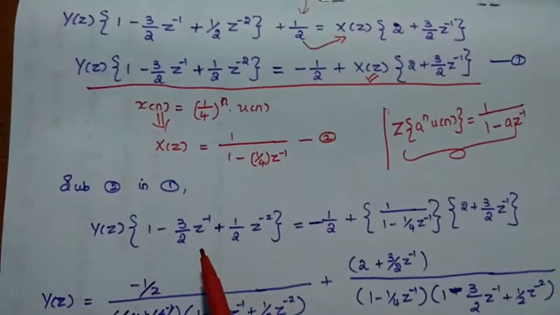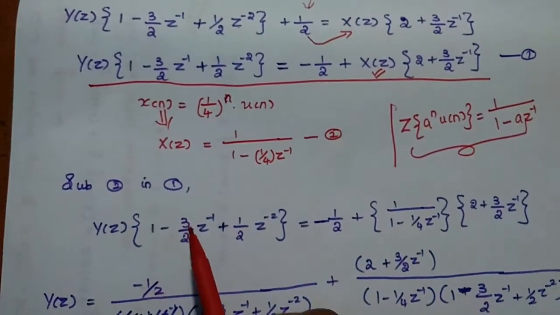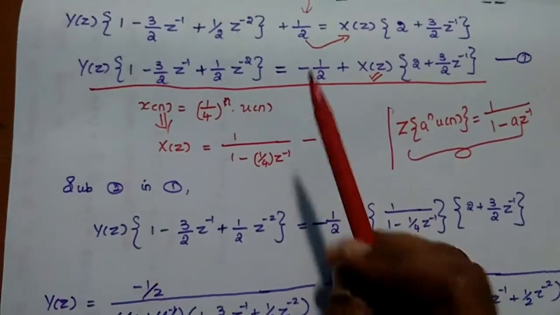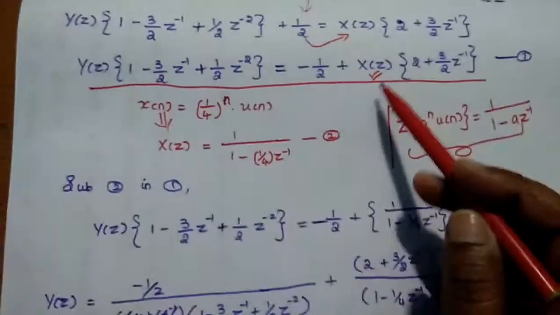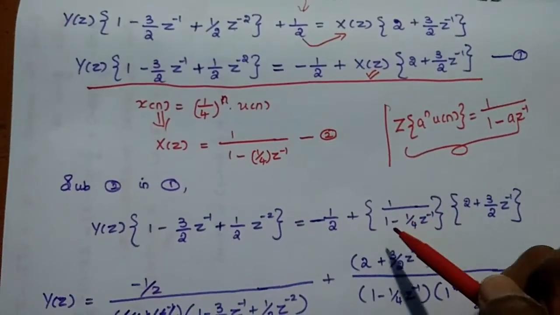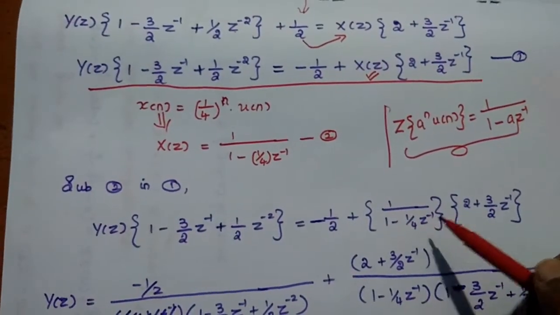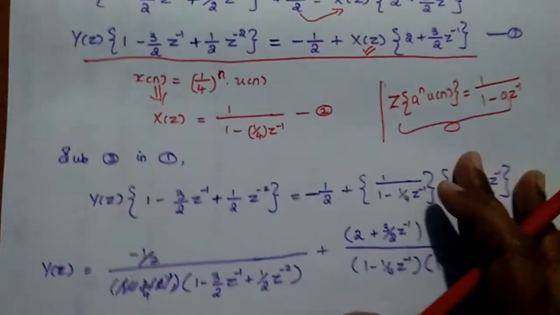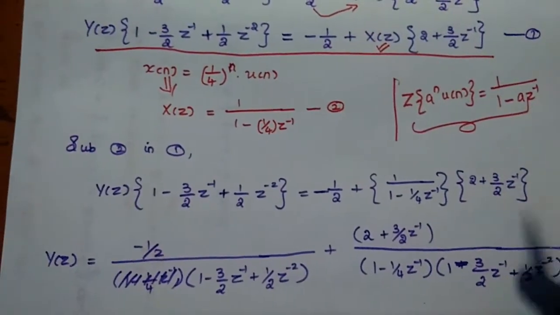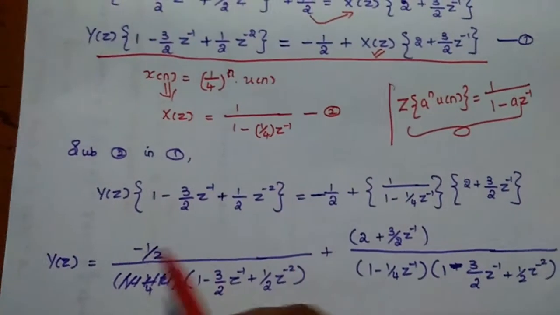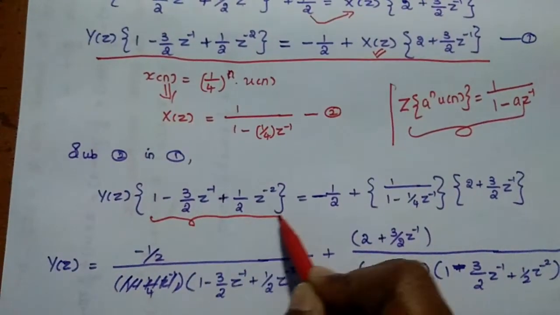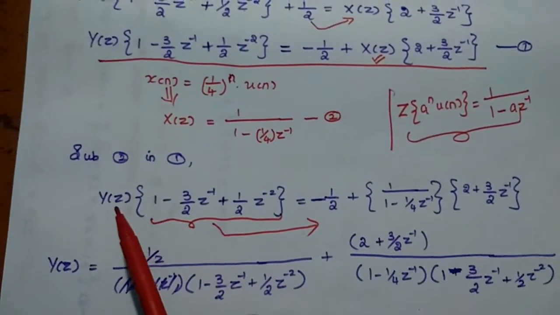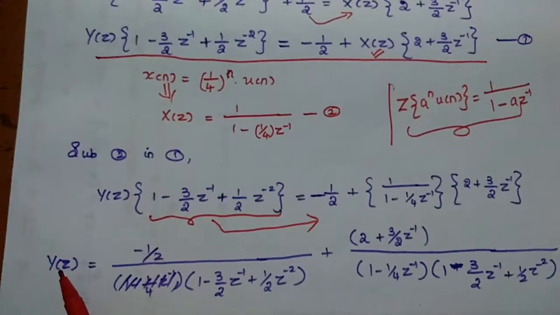So this first equation becomes y of z into 1 minus 3 by 2 z power minus 1 plus 1 by 2 z power minus 2, that is equal to minus 1 by 2 plus this x of z becomes 1 divided by 1 minus 1 by 4 z power minus 1 into 2 plus 3 by 2 z inverse. Okay. So that is the next step. After this, we are going to move this expression from this left hand side to this right hand side. Okay, so now we will be having only the y of z in the left hand side.